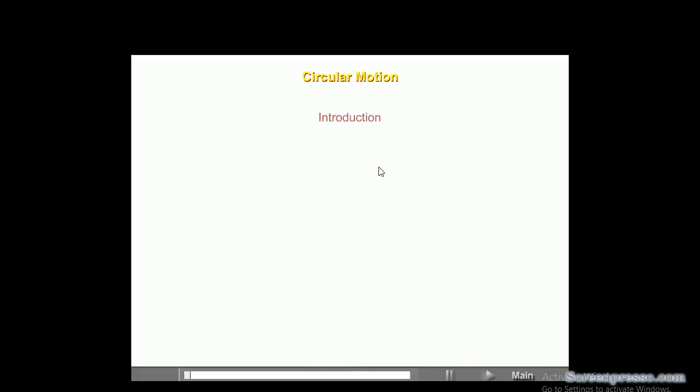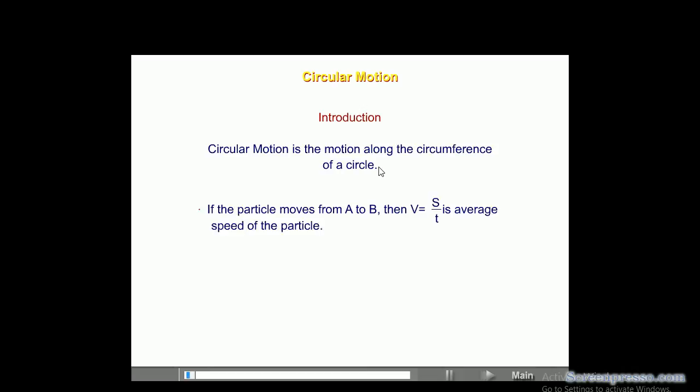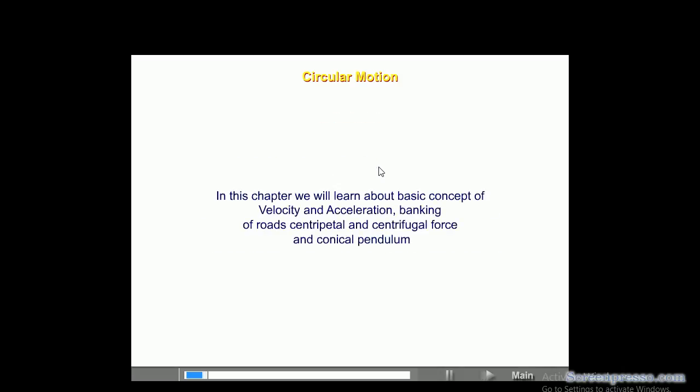Circular motion. Introduction. Circular motion is the motion along the circumference of a circle. If the particle moves from A to B, then v = s/t is the average speed of the particle. The position vector gives the position of the particle with respect to observer O. In this chapter, we will learn about basic concepts of velocity and acceleration, banking of roads, centripetal and centrifugal force, and conical pendulum.